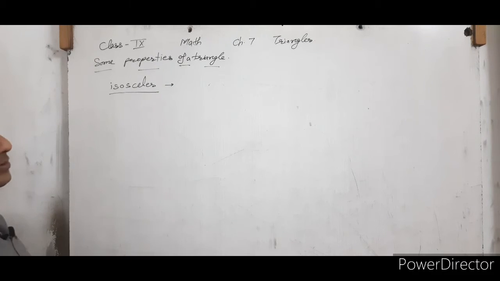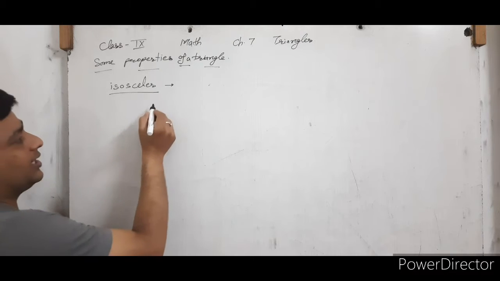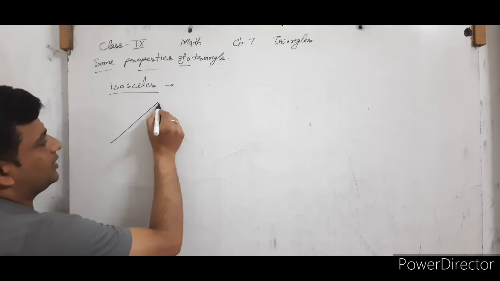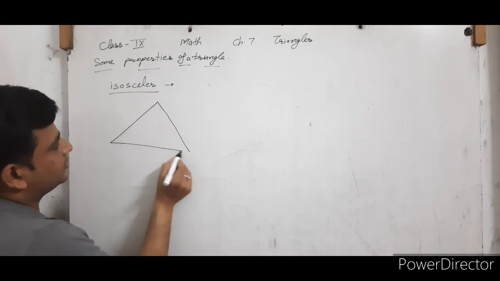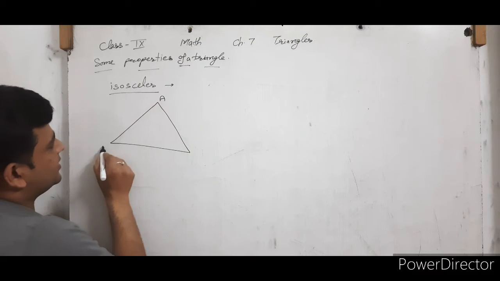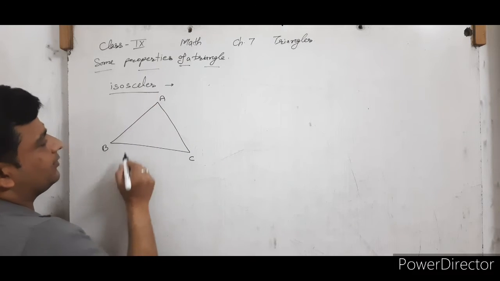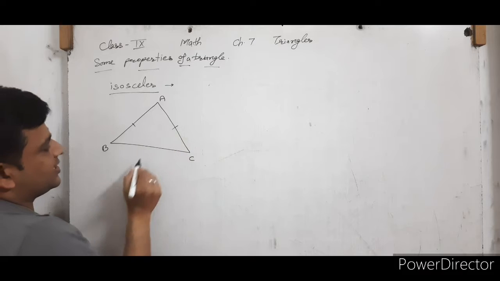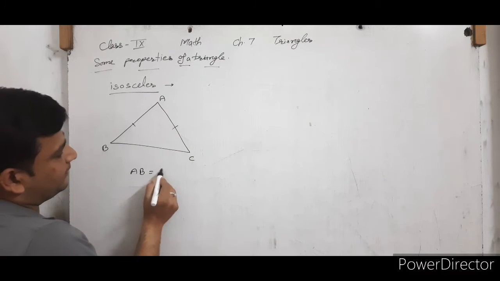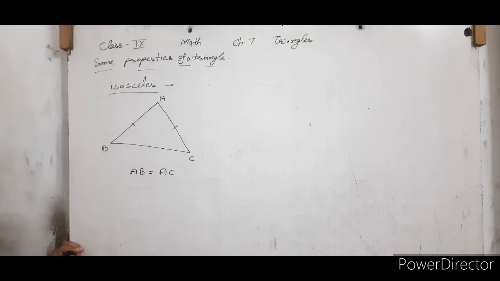An isosceles triangle means a triangle in which two sides are equal. ABC is a triangle in which AB is equal to AC, then it is called an isosceles triangle. There is one property for this triangle.